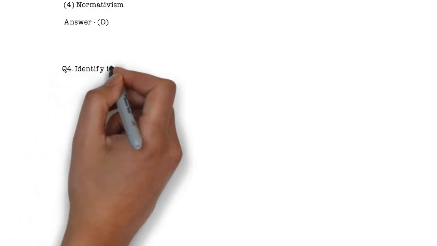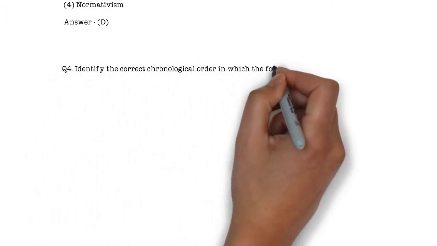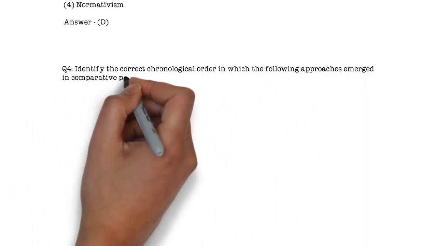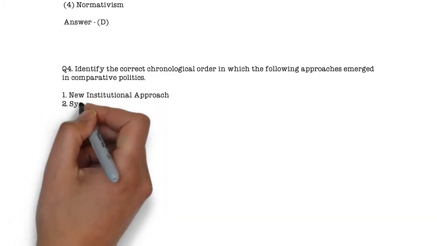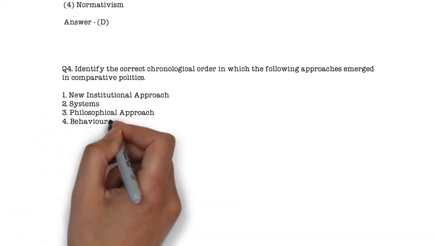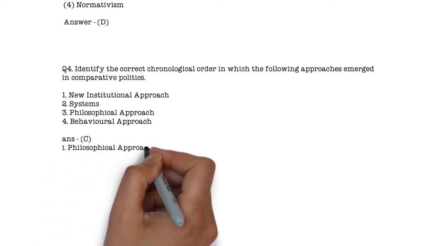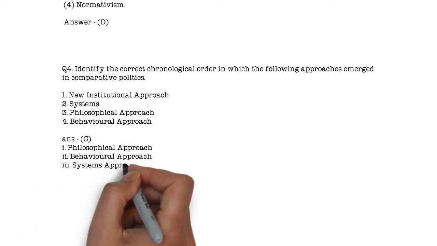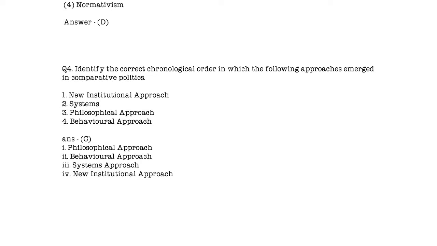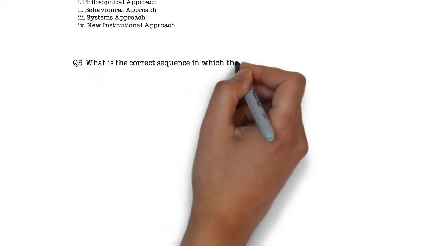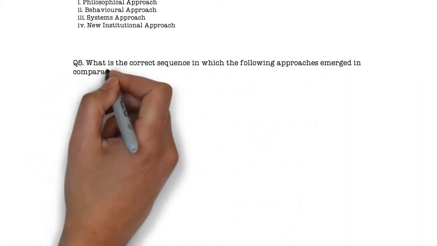Question number 4. Identify the correct chronological order. Now, option number 1, new institutional approach. 2, systems. 3, philosophical. And number 4, behavioral. Here, the correct order is philosophical approach. Number 2, behavioral approach. Number 3, systems approach. And number 4, new institutional approach, as its name suggests, is the latest approach.